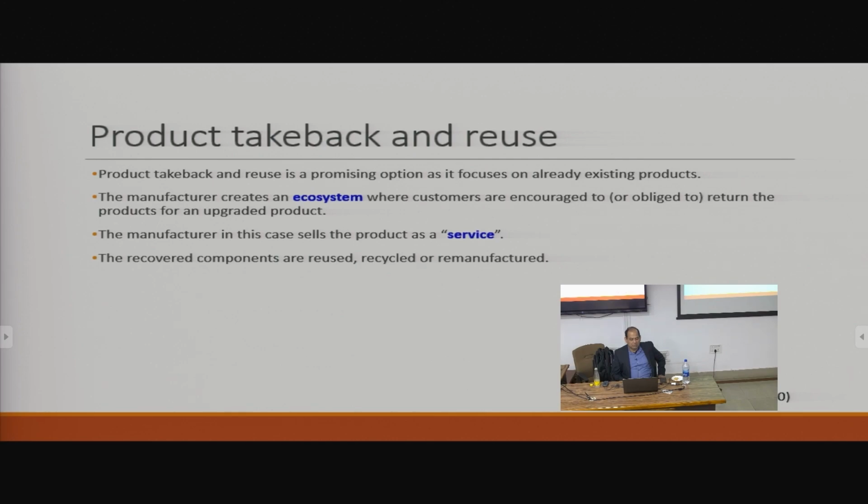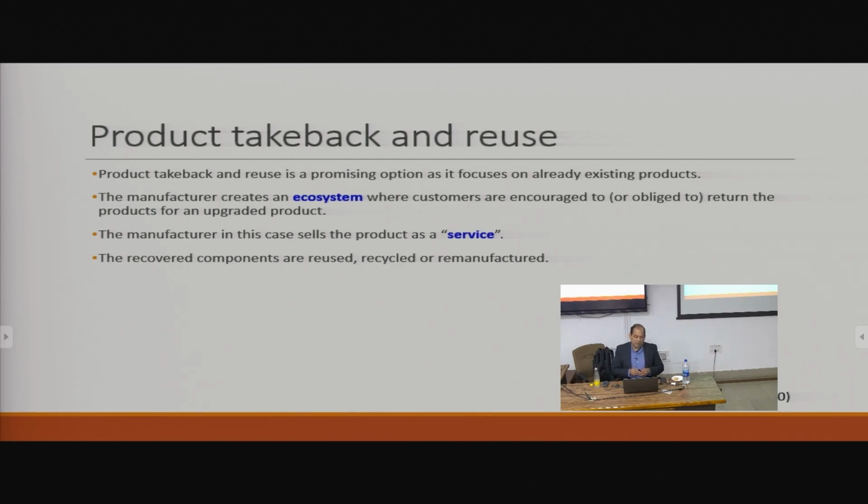So what we say is that the manufacturer in this case sells the product as a service. So you don't say that I own this computer, you say that I have leased this computer from the manufacturer, and they have promised that every year and a half they'll give me a new one and take this one away, right? So they're selling me service, not a product. This is already done for a lot of products. Like copiers and photocopying machines, those are actually leased. They're not necessarily bought by the end user.